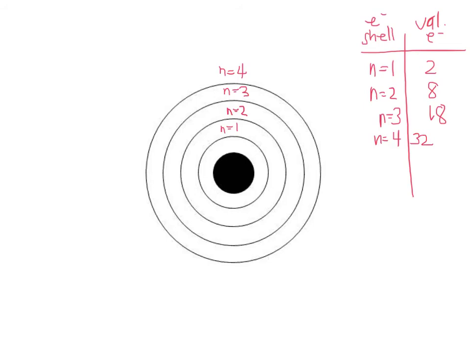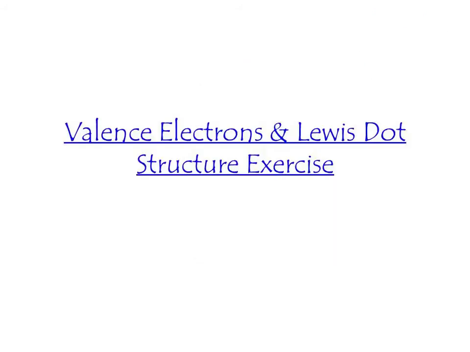So just as long as you remember the maximum amount, you should be okay with the valence electrons. Now we're going to talk about valence electrons and how to do Lewis dot structures. We're going to do a couple of exercises before you go ahead and finish your packet. I have to explain right now that when you do Lewis dot structures, there are 2 ways that you can do them. So let's go ahead and do a couple of examples.